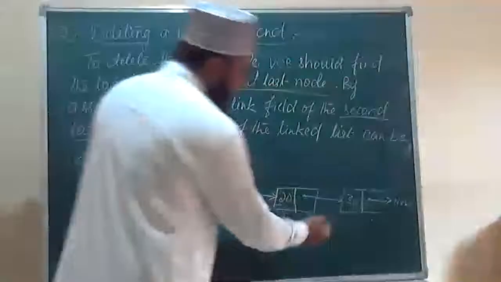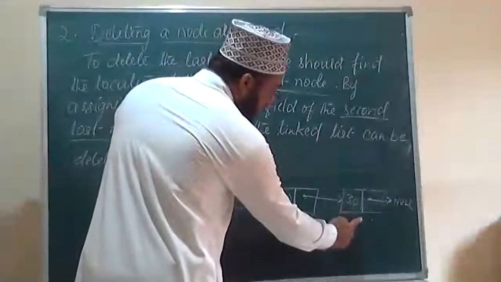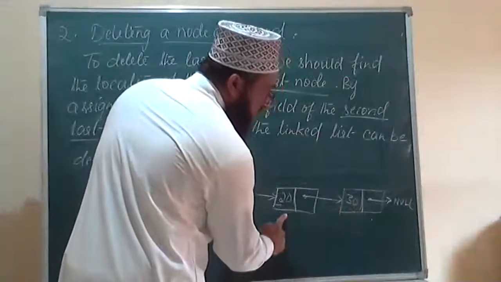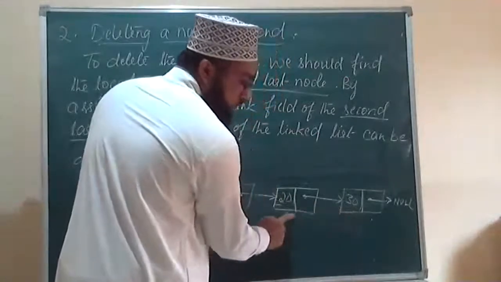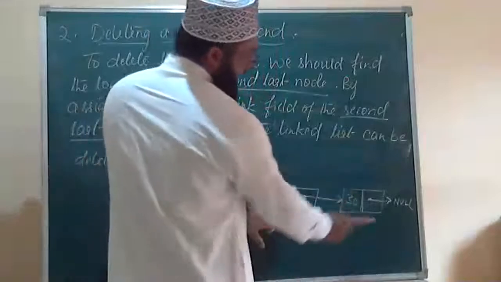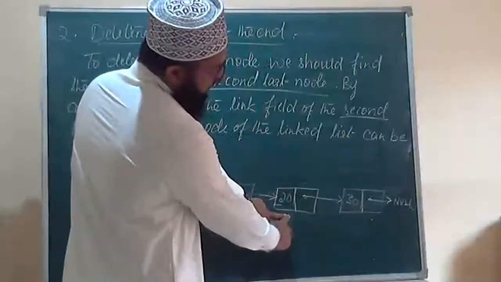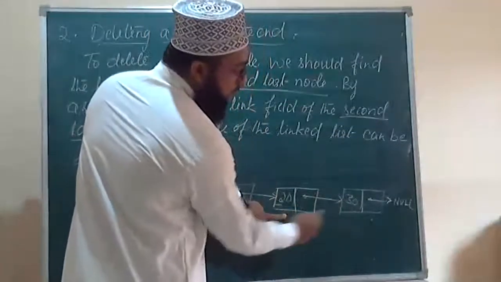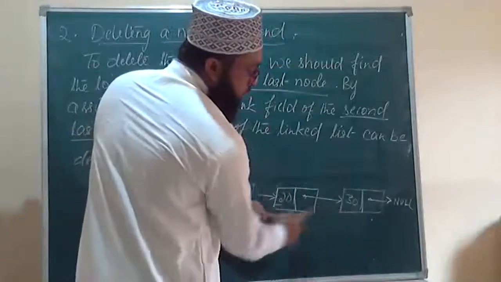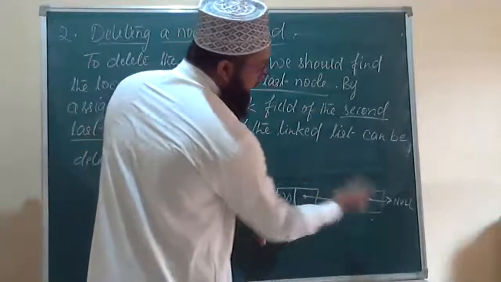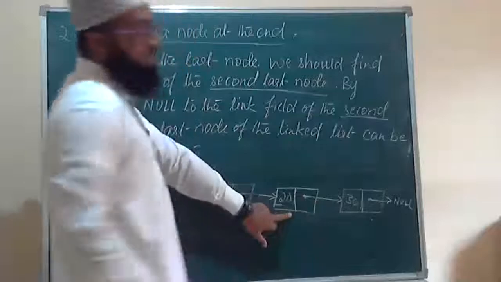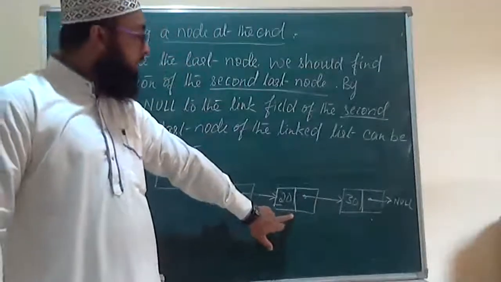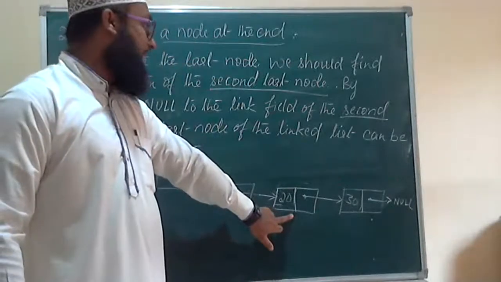Second last node means, this is the last node, and the node which is next to or before the last node, the node which is preceding the last node, is called the second last node. So we need to find the location of the second last node.